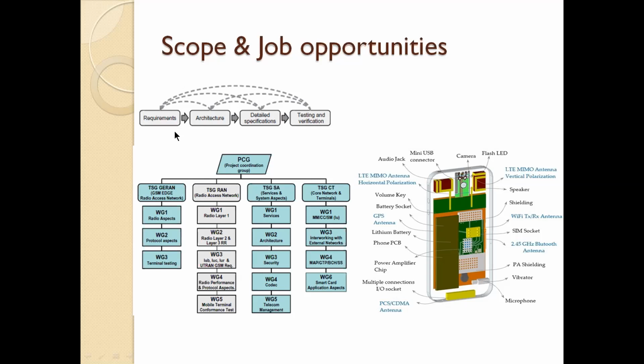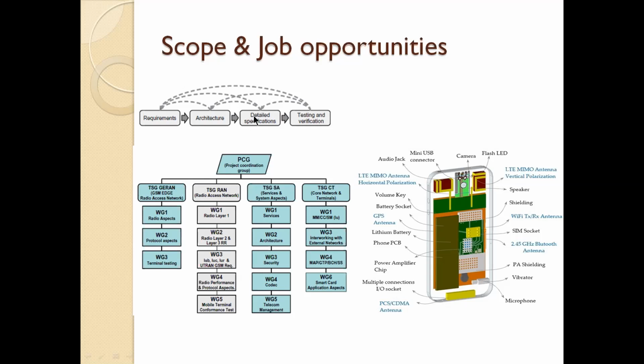Customers give requirements to companies. Companies have architecture engineers who are well experienced, having almost 10 to 15 years of experience in telecom. They will design according to the requirements and make an architecture. They have in-depth knowledge of the technology, so they will prepare the detailed 3GPP specifications. So these specifications will be released.